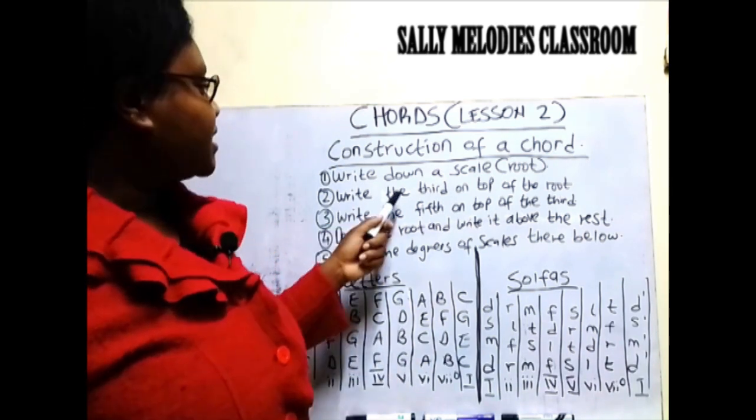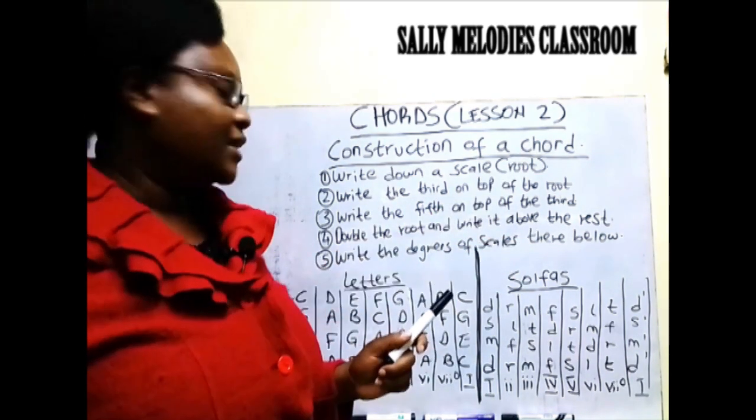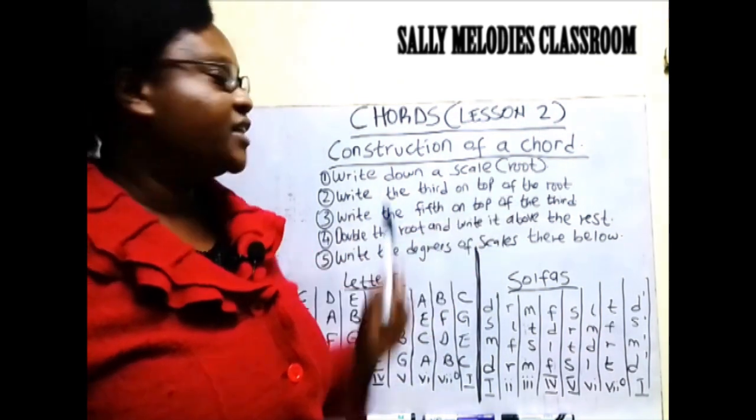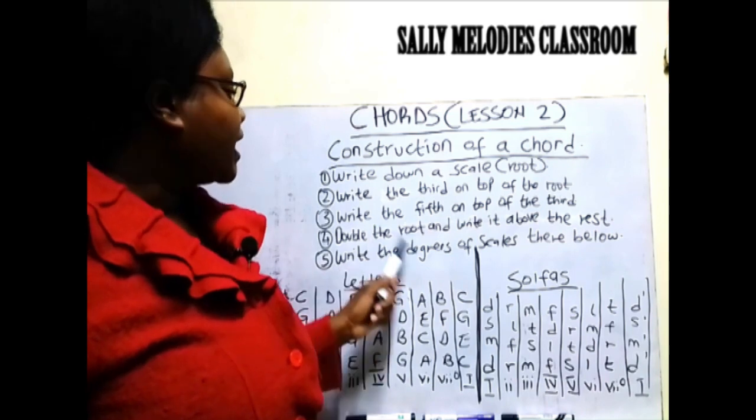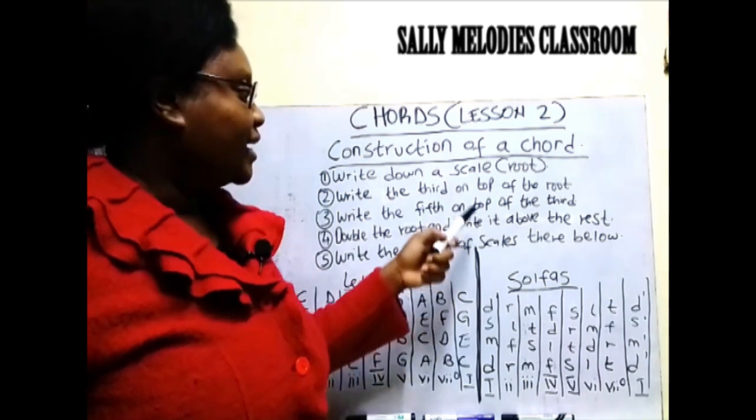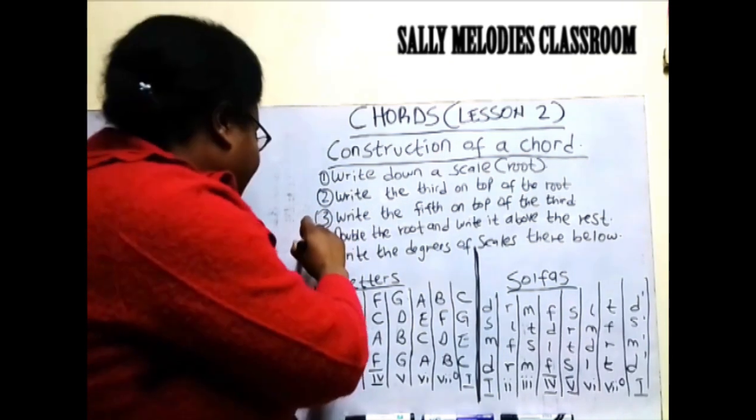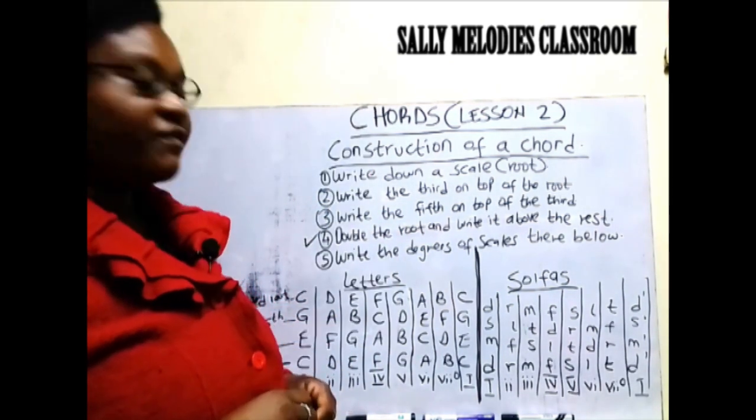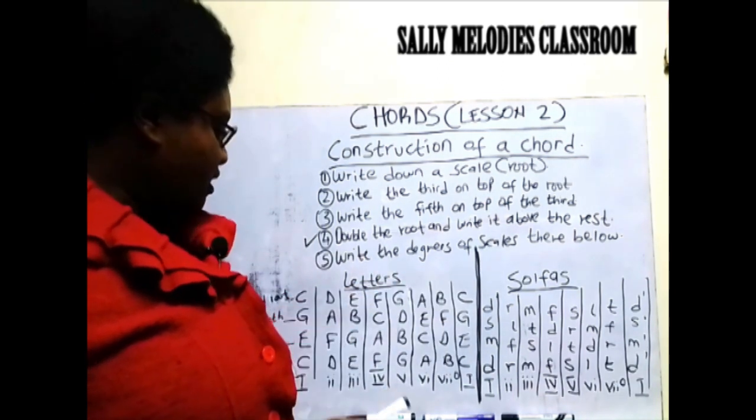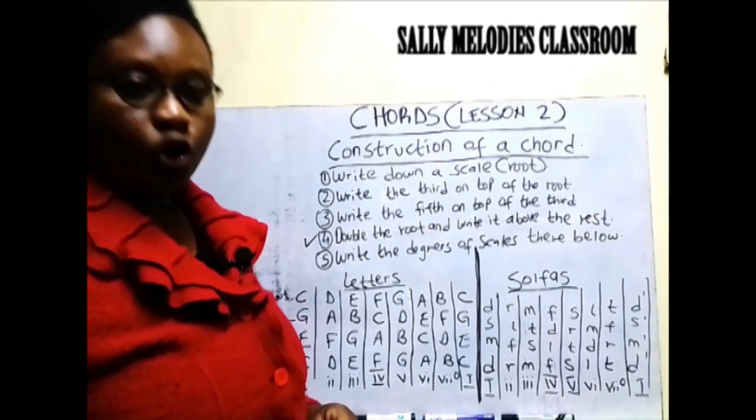And then we say, write the third on top of the root, and then you form the scale. Number 3, write the fifth on top of the third. Number 4, double the root and write it above the rest. That is what we have added. And then write the degrees of scales below. The degrees of scales are these Roman numerals that will help you to identify which chord.